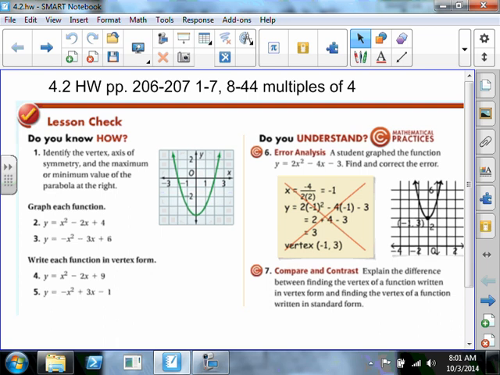I'm just here to go over the whole thing. So here it is from the beginning. Number one, a picture they say is worth 1,000 words, and that couldn't be more true in number one. They say identify the vertex.